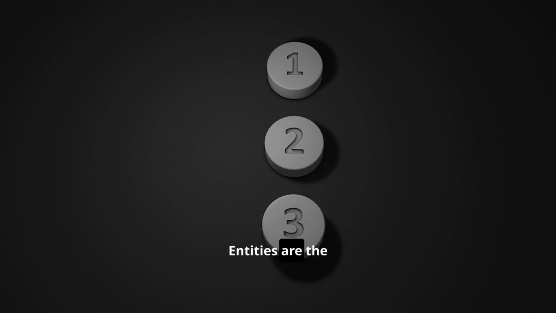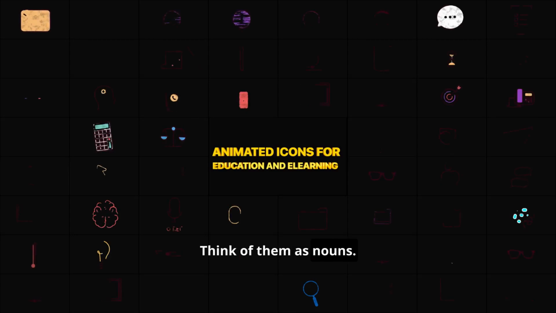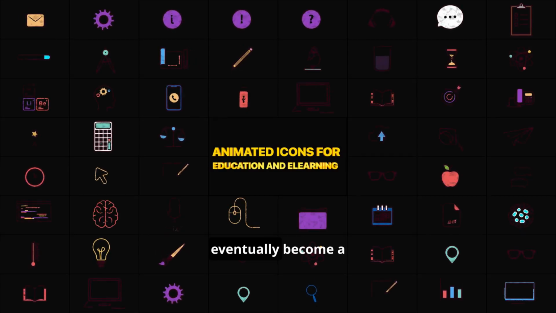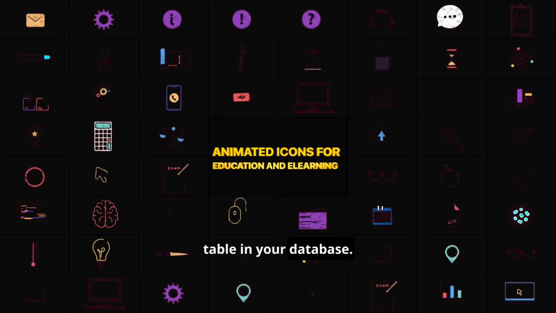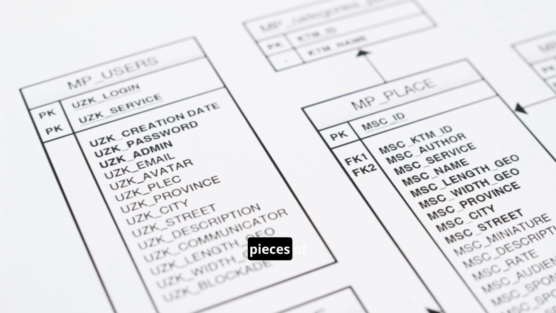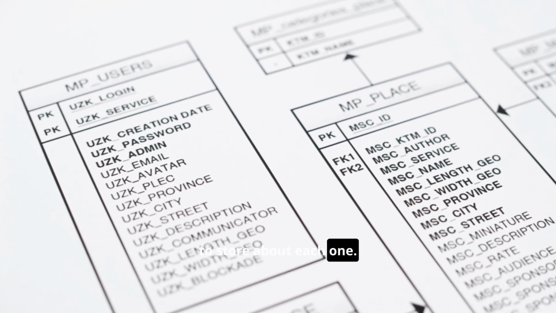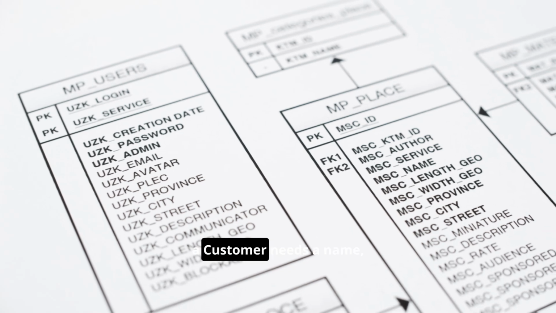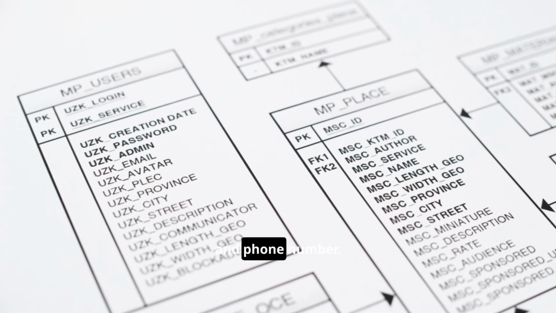Next, identify your entities. Entities are the main objects in your system, like customers, orders, or products. Think of them as nouns. Each entity will eventually become a table in your database. Once you know your entities, define their attributes, the pieces of information you need to store about each one. For example, a customer needs a name, email, and phone number.